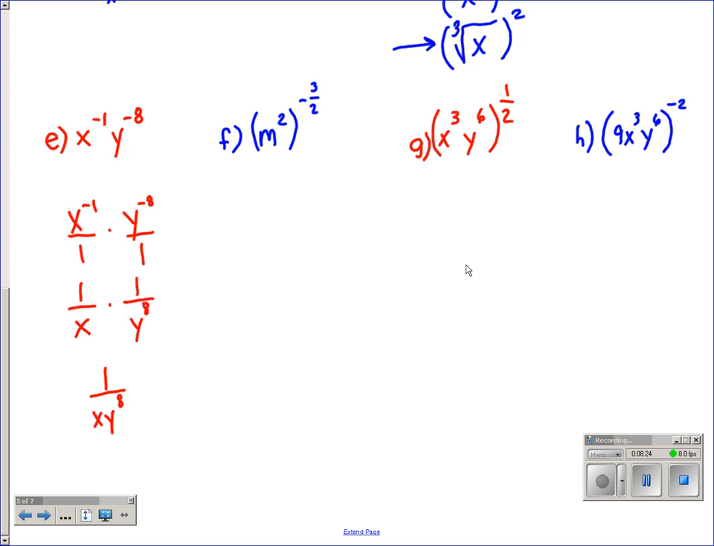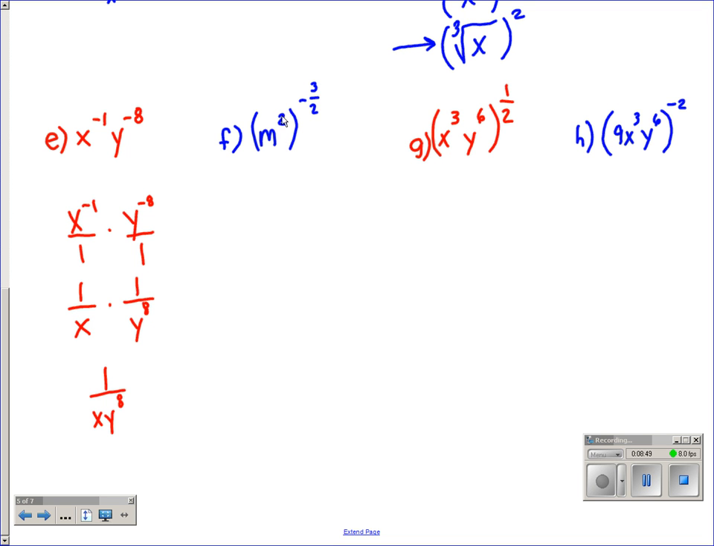Our second problem, or f, we have m squared raised to the negative 3/2 power. There are multiple ways that you could get to your answer on this one. One thing I would do here is look at just using my properties of exponents to simplify this down a little bit.